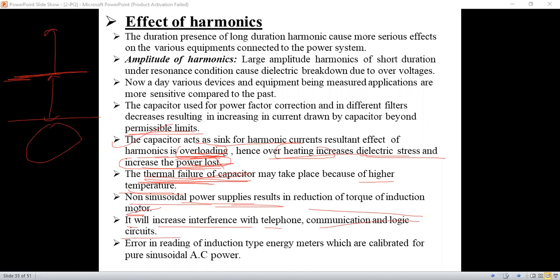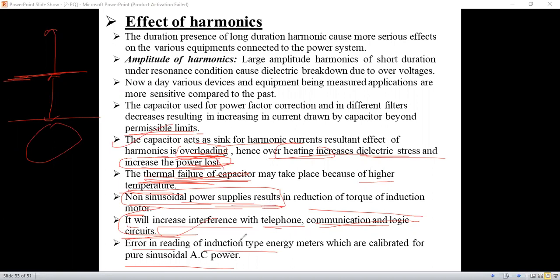We are going to get more of this in telephone communication and logic circuits, and these are all non-linear loads only. Because of that, the harmonics will increase there. There is also error in reading of induction type energy meters, which are calibrated for a pure sinusoidal AC power system. If we get a non-sinusoidal power supply, then while reading the power and energy readings, we get errors.